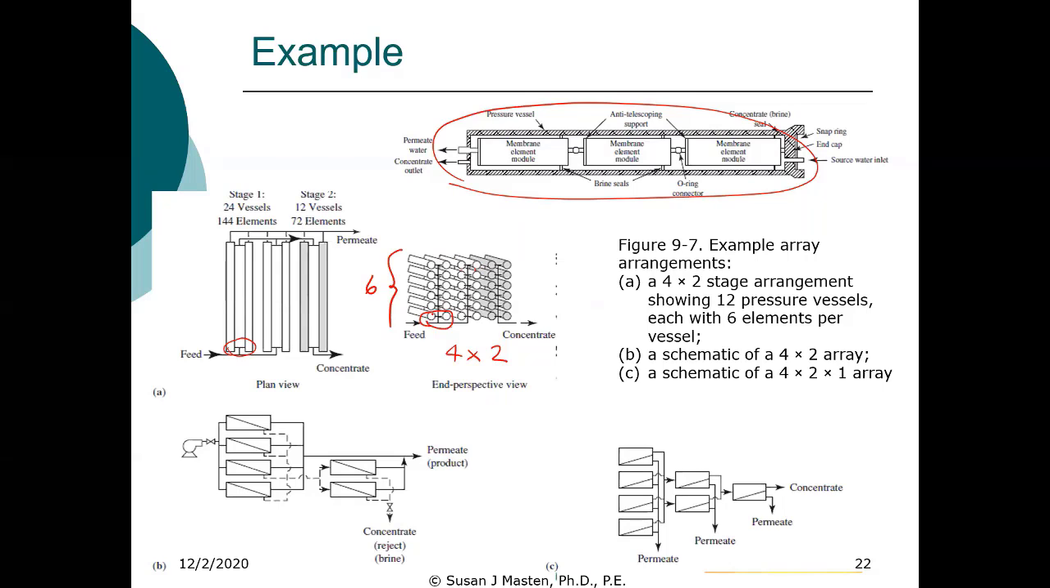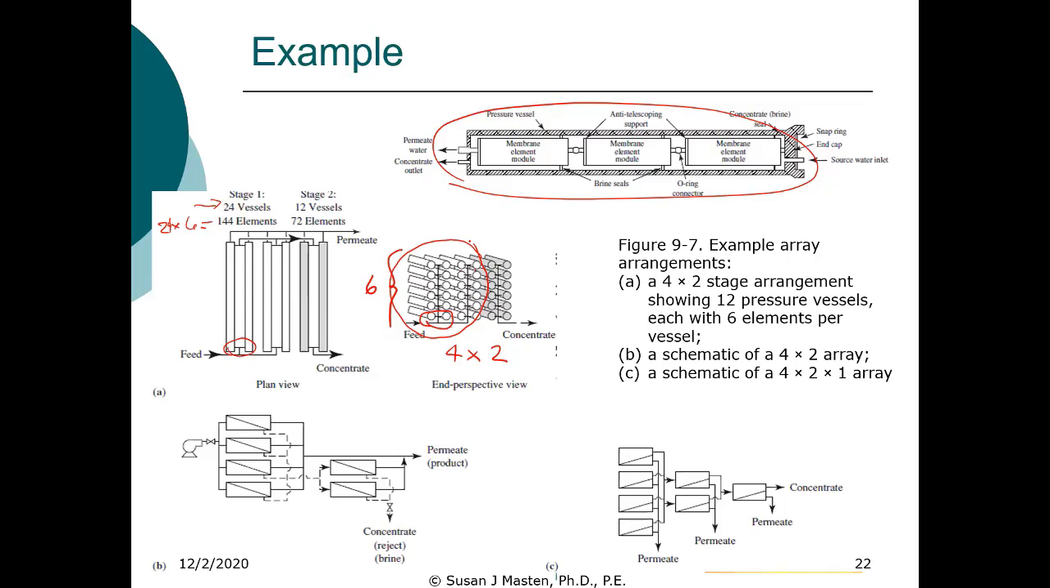We have 6 pressure vessels per bank. So we have 24 vessels. That's where the 24 vessels comes in. So that's for stage 1. In each pressure vessel are 6 elements. So that's 24 times 6 equals 144. So there's 144 membrane elements in stage 1.